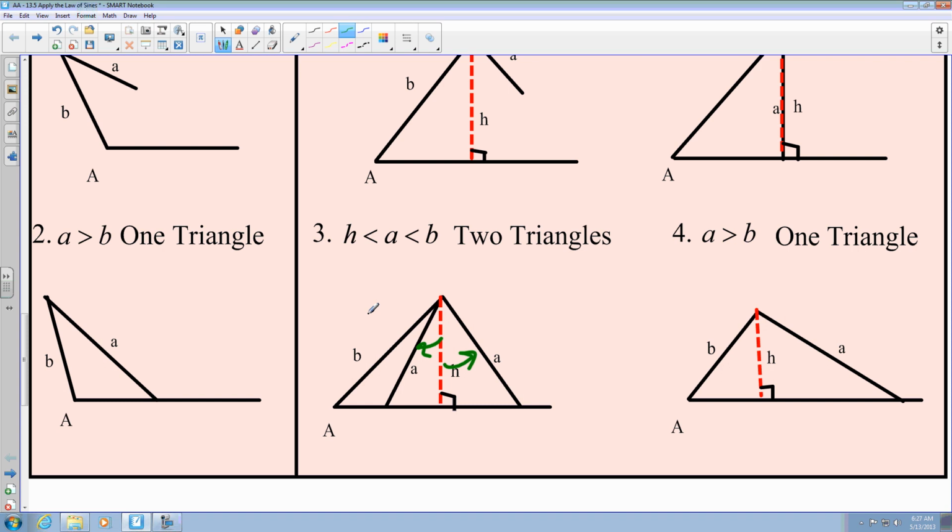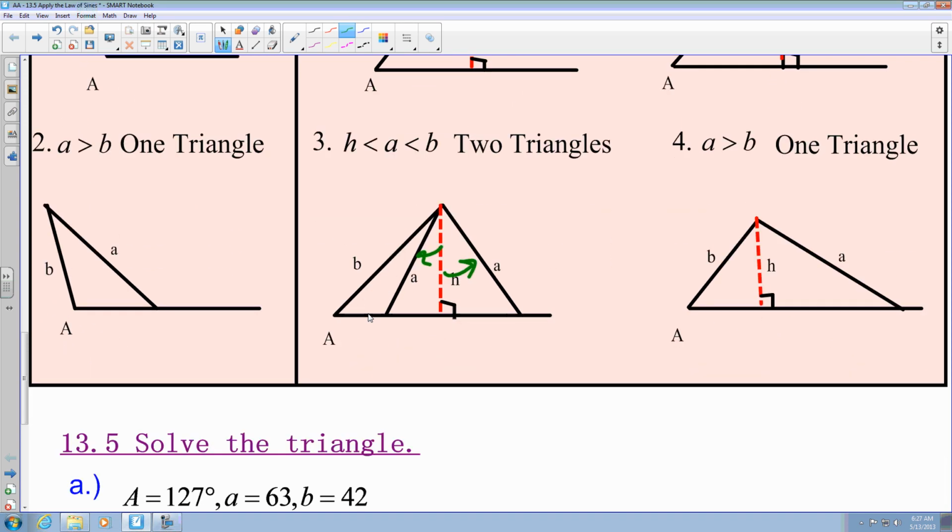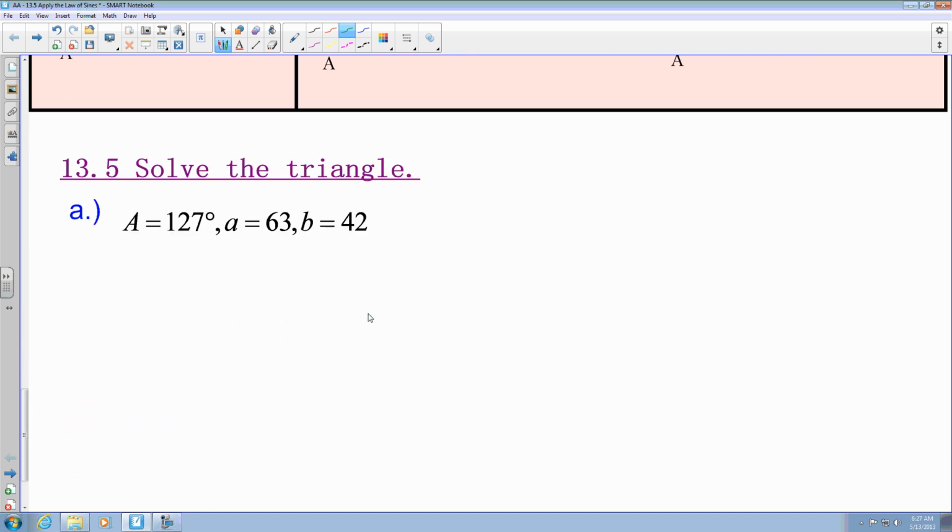So all I want to do to identify what examples A, B, and C I have is I just want to determine whether this has one triangle, two triangles, or no triangles.